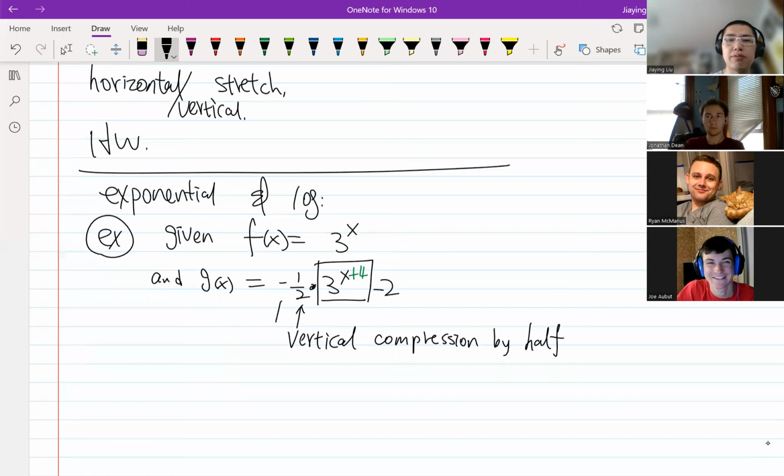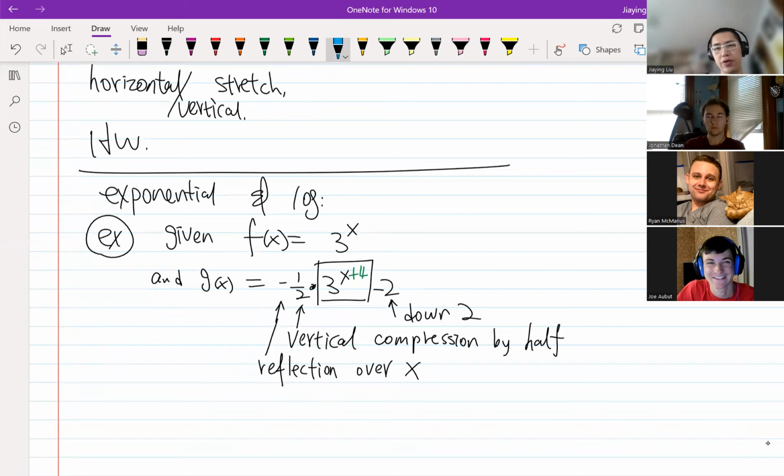And then the negative 1 is going to be a vertical reflection, so it's a reflection over the x-axis. And then the minus 2, again, is happening to the function f of x equals 3 to the power of x, so the minus 2 is going to be a shift down 2 units. Now we can talk about what happened to the x in there. The three I wrote already are all vertical changes, changes to the y, but now we look at changes to the x, which is plus 4. That's going to be shifting left 4 units. So those are the transformations.